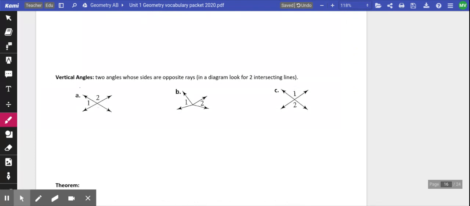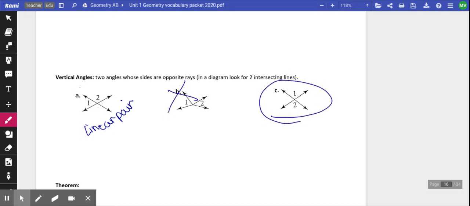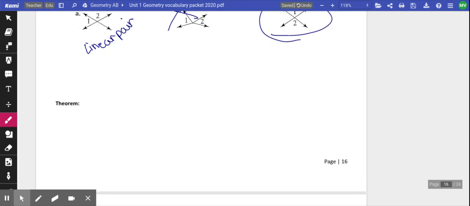Vertical angles are two angles whose sides are on opposite rays. So we're always looking for intersecting lines. A is actually a linear pair, so they're not vertical. B is not really anything, and C are vertical angles. Now our next theorem is that vertical angles are always congruent.